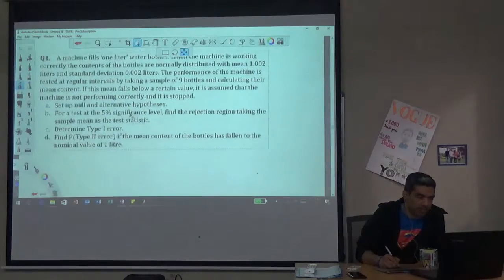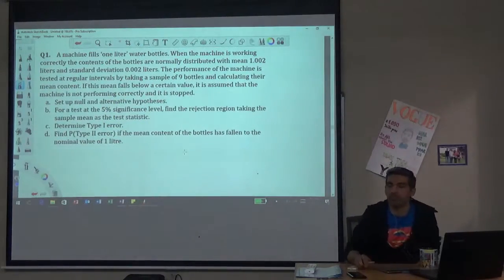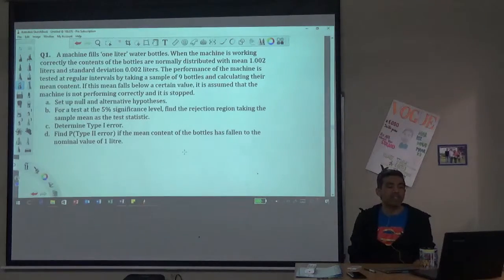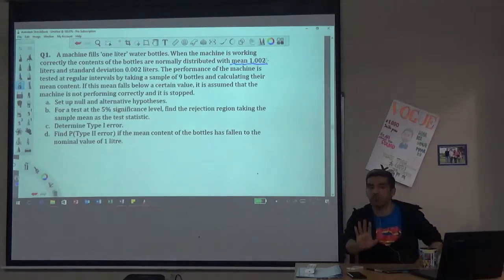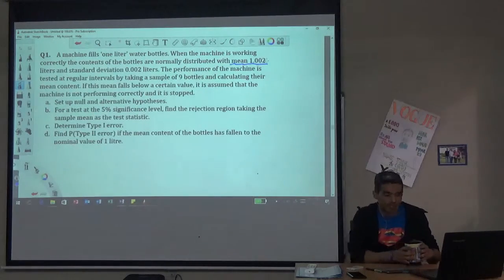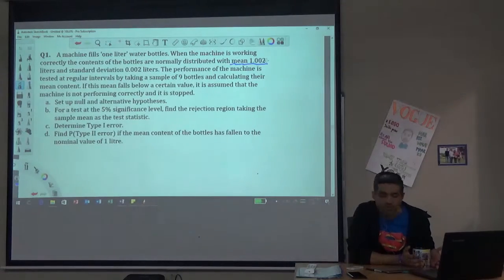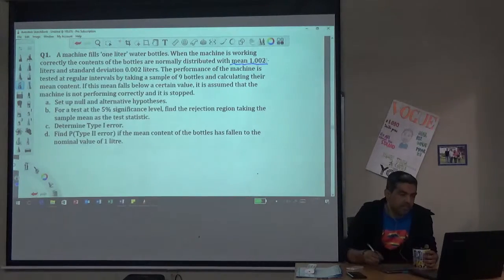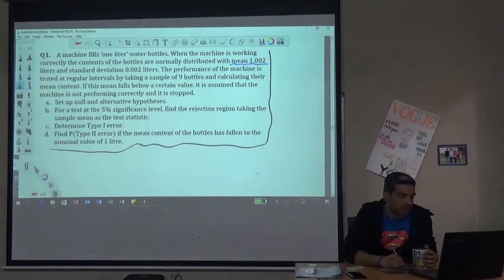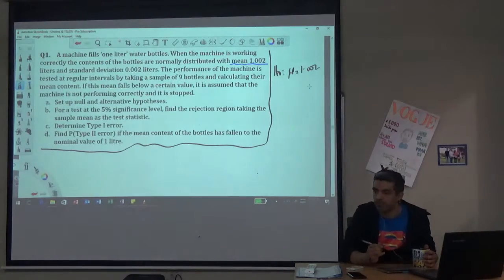Okay, see, now let's have a discussion on type 1, type 2 according to this situation. A machine fills 1 liter water bottles. When the machine is working correctly, the contents are normally distributed with this mean. This is what the engineer knows actually is being filled. This is what he feels. This is the claim of the company. He knows that the bottles are being filled with an average of 1.002. Okay. So your null hypothesis is clearly mean equals 1.002.